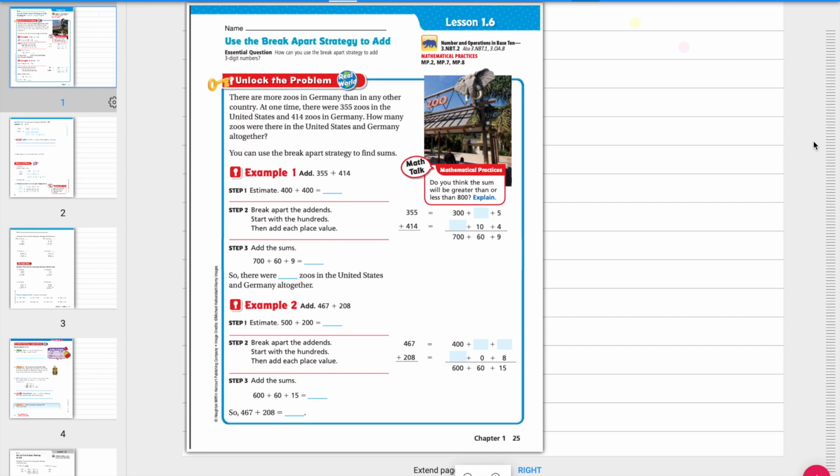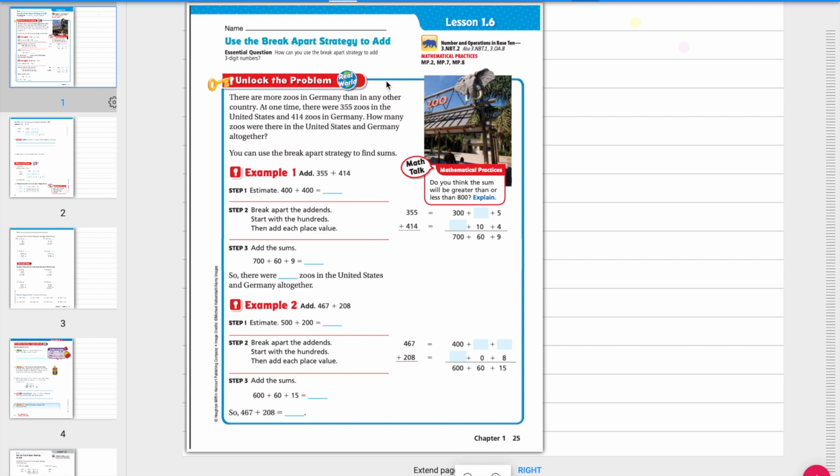Hello, third graders. We will be working on lesson 1.6 in math today. It is on page 25 in your chapter 1 booklet, and it is use the break apart strategy to add. Our essential question: how can you use the break apart strategy to add 3-digit numbers? So let's unlock the problem.